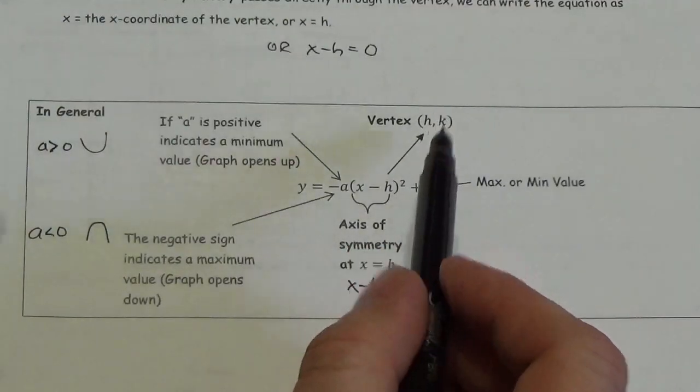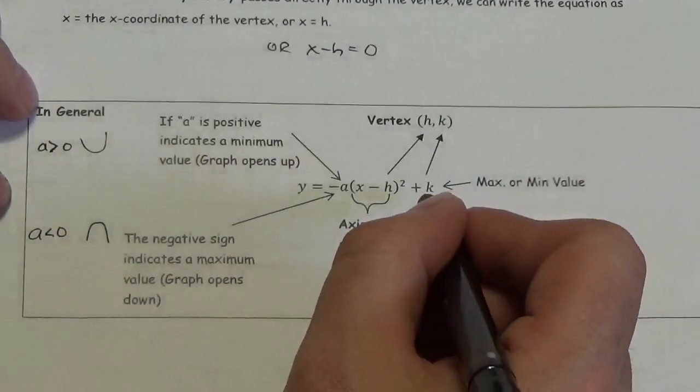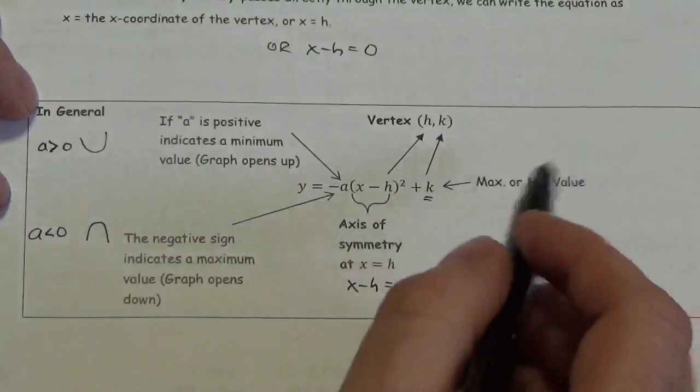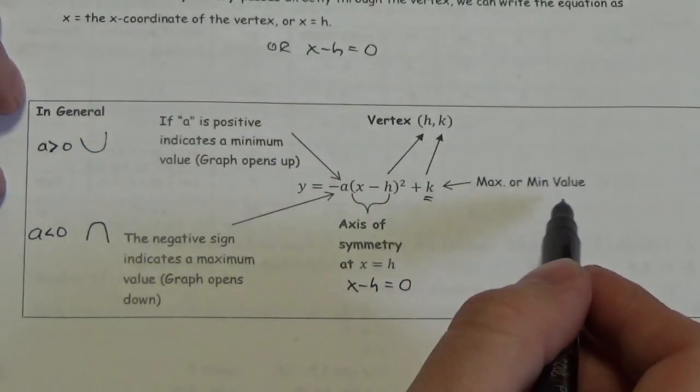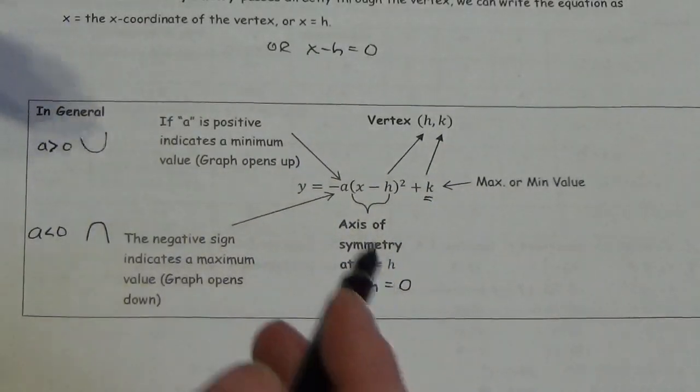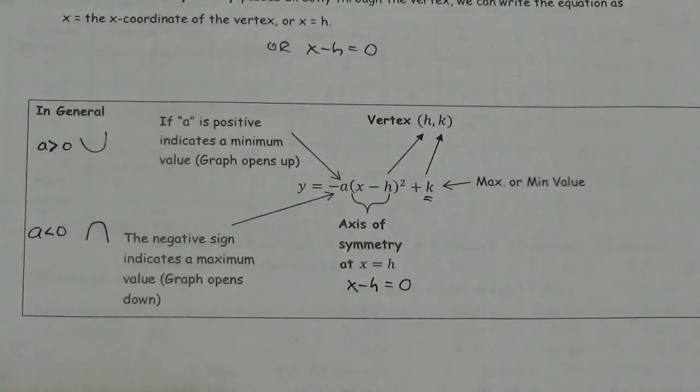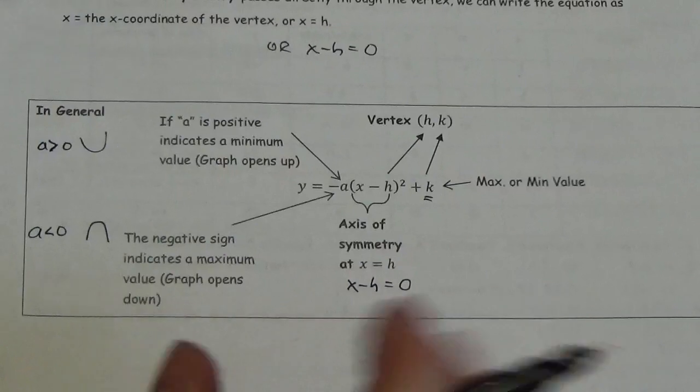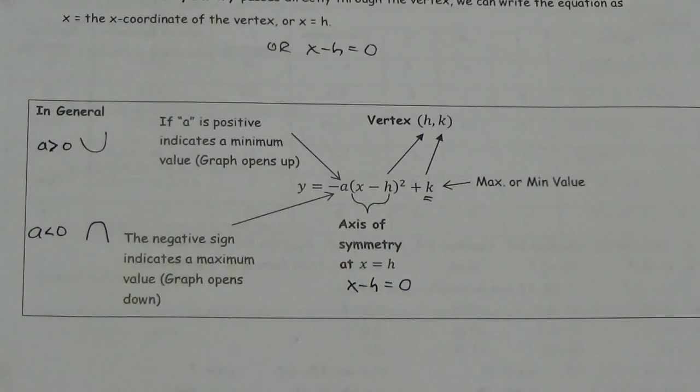And then the k-coordinate, the y-coordinate of the vertex, k, is going to be either the maximum or the minimum value of the function, depending on whether the a value is positive or negative. So you got a lot of information right there. So now let's take a look at some examples where we're pulling that information out of the equation.